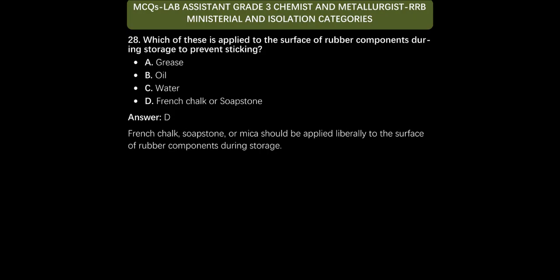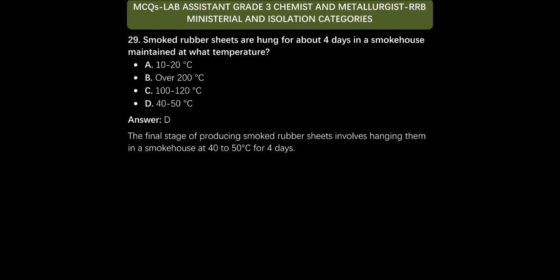Which of these is applicable to the surface of rubber components during storage to prevent sticking? Option D, French chalk or soapstone. Smoked rubber sheets are hung for about 4 days in a smokehouse maintained at what temperature? Option D, 40 to 50 degrees Celsius.